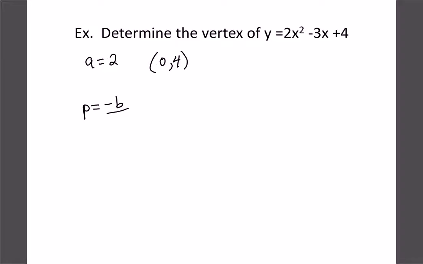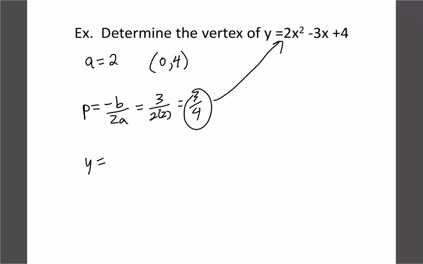So that's negative b over 2a. In this case, negative b would be the negative of negative 3, which is positive 3. 2 times 2 would give us 4. So we end up with a p of 3/4. All we need to do is figure out the q. So let's plug 3/4 back into our original. We get y equals 2 times 3/4 squared minus 3 times 3/4 plus 4.